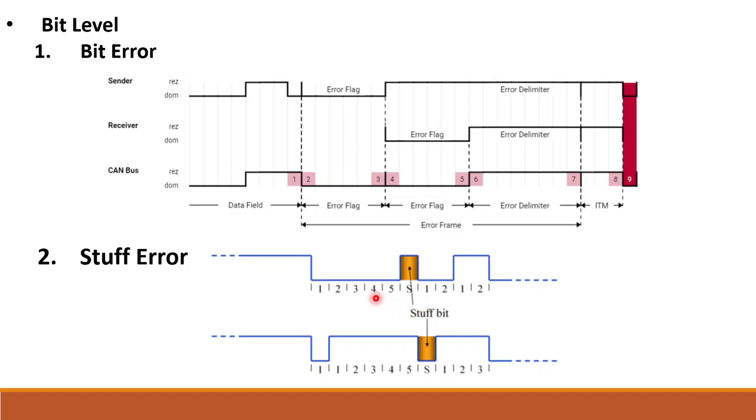If we detect incorrect behavior, for example six continuous zeros or six ones, six dominant bits or six recessive bits, then I will trigger a stuff error. If I receive six continuous zeros, then I will trigger a stuff error at the receiver end. This way the stuff error was implemented.